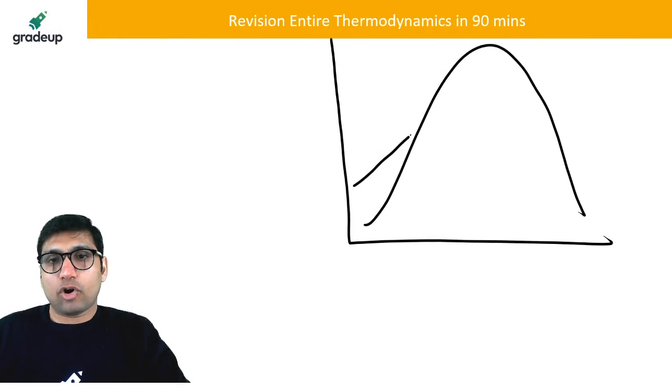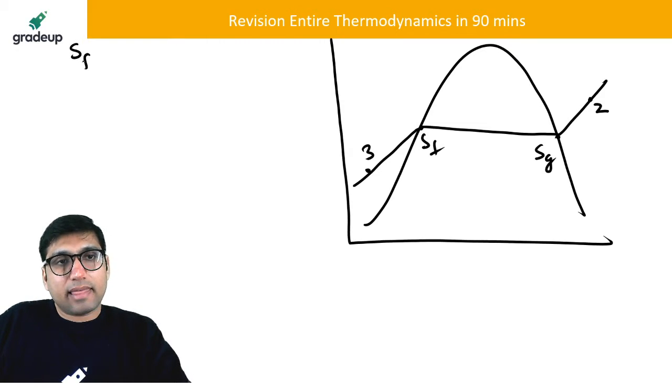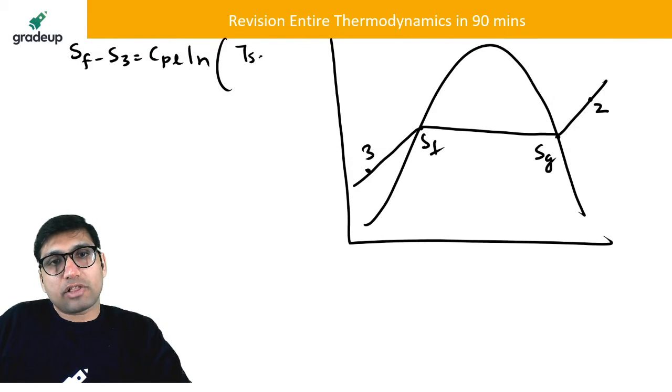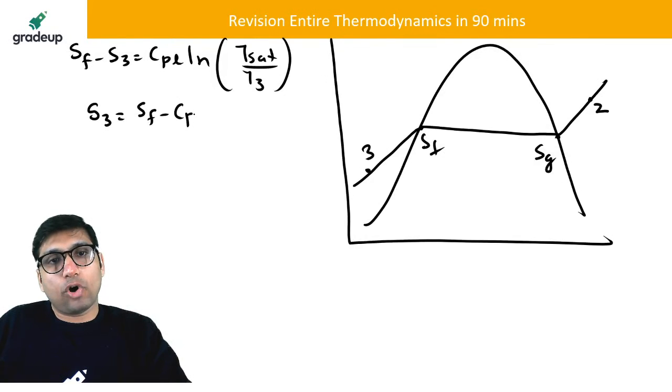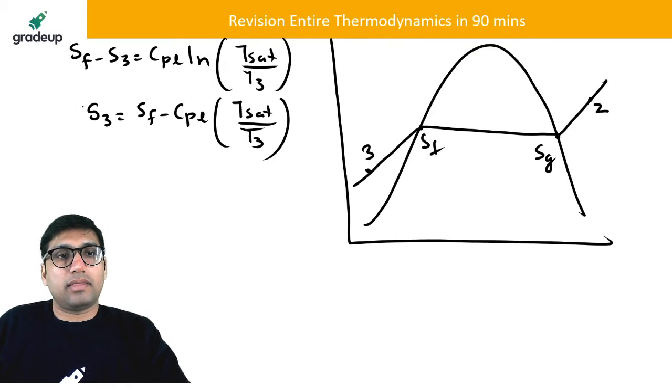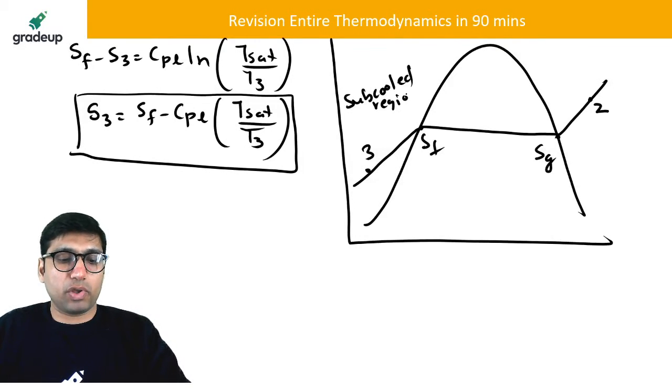How will you find the entropy? Let us say this is point 2, this is point 3, this is SF, this is SG. So entropy SF minus S3 will be equal to Cp of liquid times log of T saturation by T3. So the entropy in the subcooled region will be equal to SF minus Cp of liquid times log of T saturation by T3. This is the formula for finding the entropy in the subcooled region. If you have to find the entropy in the subcooled region, you will use this formula.